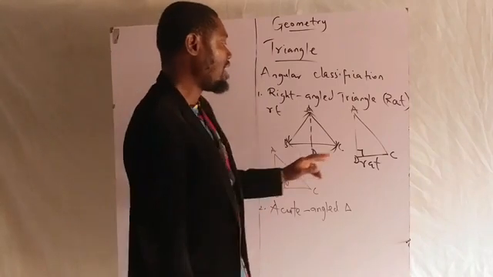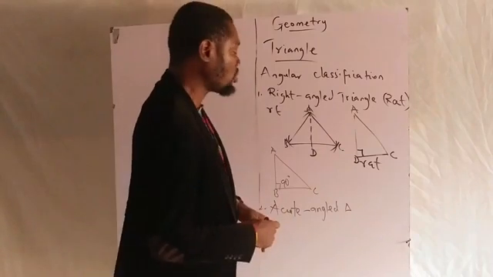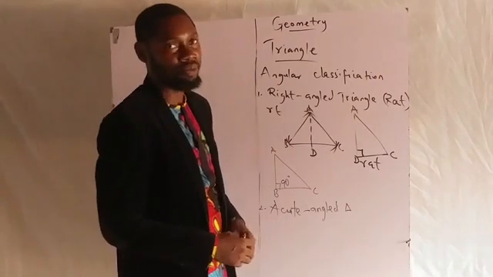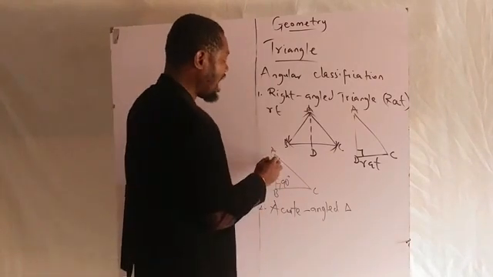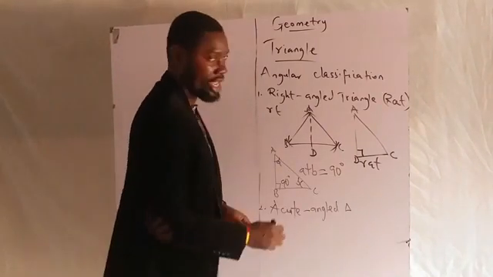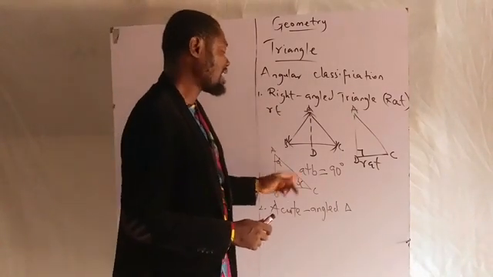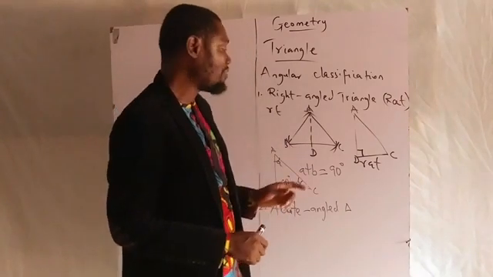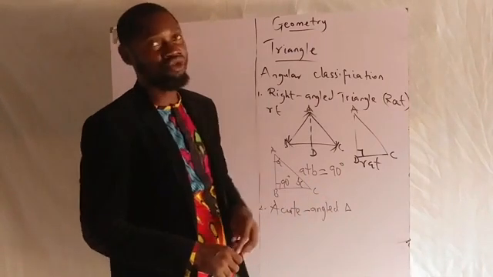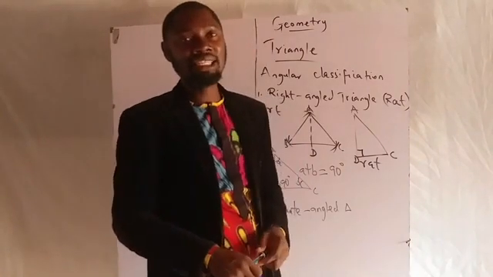Quickly, for the right angle triangle, the sum of the interior angles must be equal to 90 degrees. That makes it a right angle triangle. If you add all the angles you have inside, A plus B should always give us 90 degrees. The interior angles you have in a right angle triangle, if you add them up, you have 90 degrees. But for the acute angled triangle, one of the interior angles is less than 90 degrees.